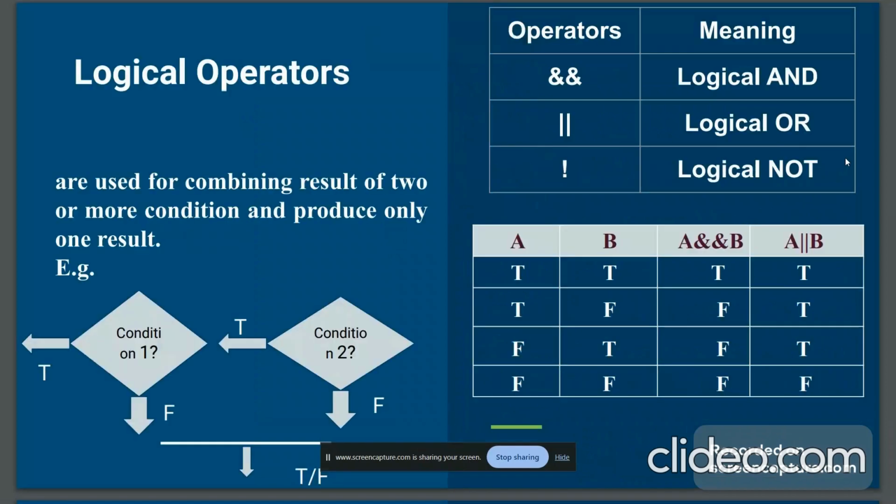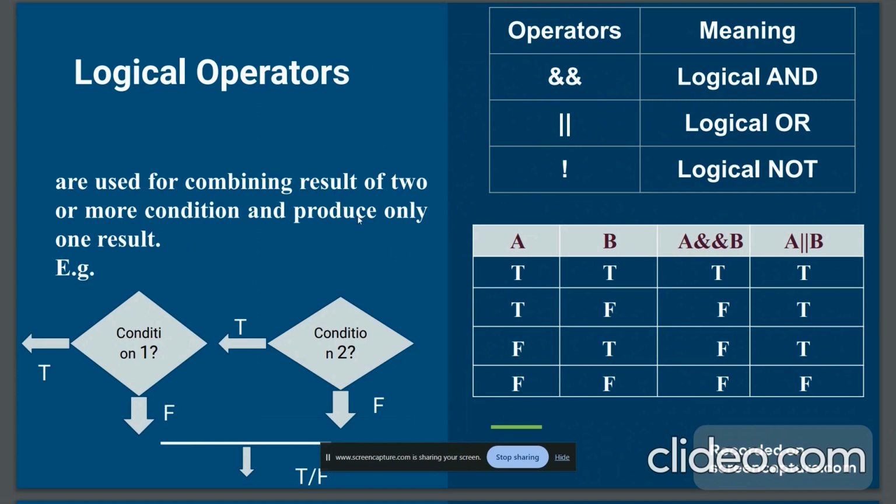Logical operators. Logical operators are used for combining the result of two or more conditions and produce only one result. Generally, when we check any condition, we have either of two possible outputs. It may be true or false, or we can say it is 0 or 1, or it is yes or no.